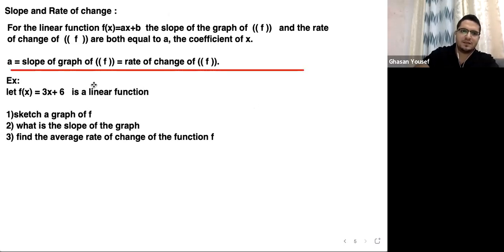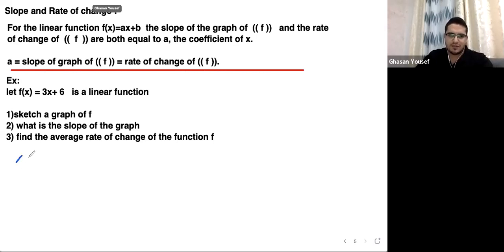So my example is, suppose I have a function f of x equal 3x plus 6, a linear function. The question is, sketch a graph of f without making a table. I don't have to make a table here. And second part, what is the slope of the graph? Third part, find the average rate of change of the function f. To graph this function without using the table, I should find the y-intercept and the x-intercept.